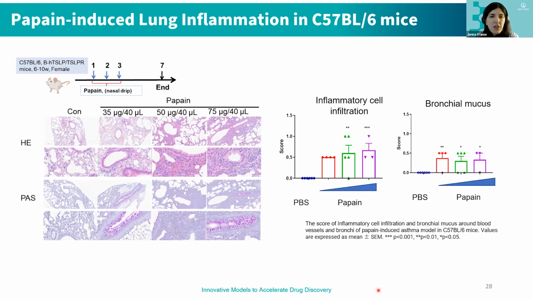So pathological changes in these mice were demonstrated by vascular and peribronchial mixed inflammatory cell infiltration with the papain treatment, as well as excess mucus accumulation in some bronchi, as visualized by the PAS staining, which stains for carbohydrates such as those found in mucus. And then although not shown here, cytokine analyses can also be performed in these mice. And here's just the scoring of inflammatory cell infiltration and bronchial mucus from the histologic staining.